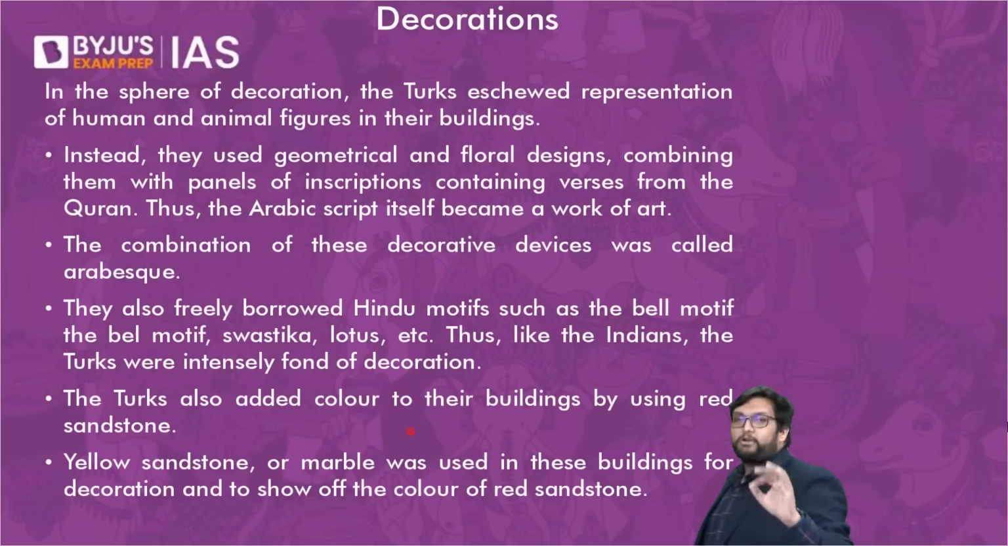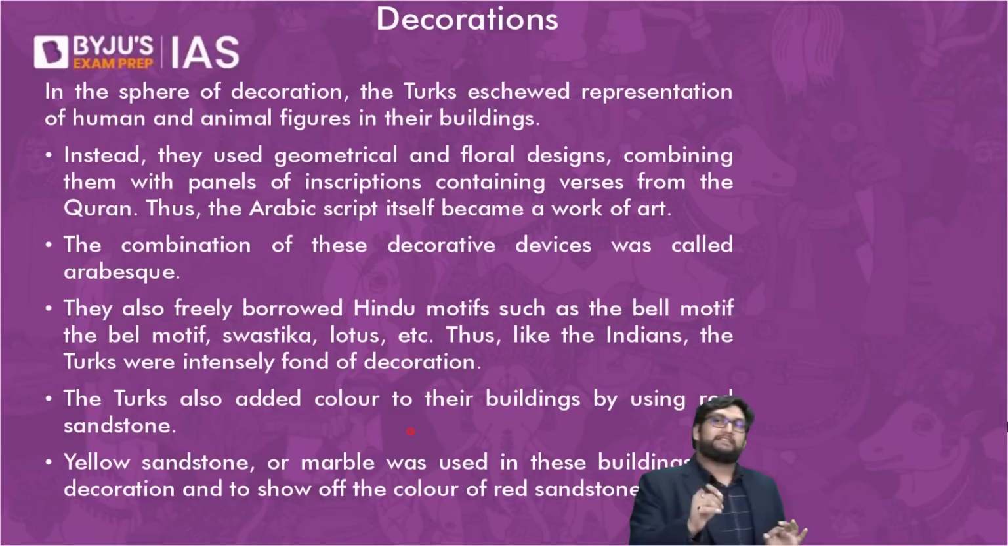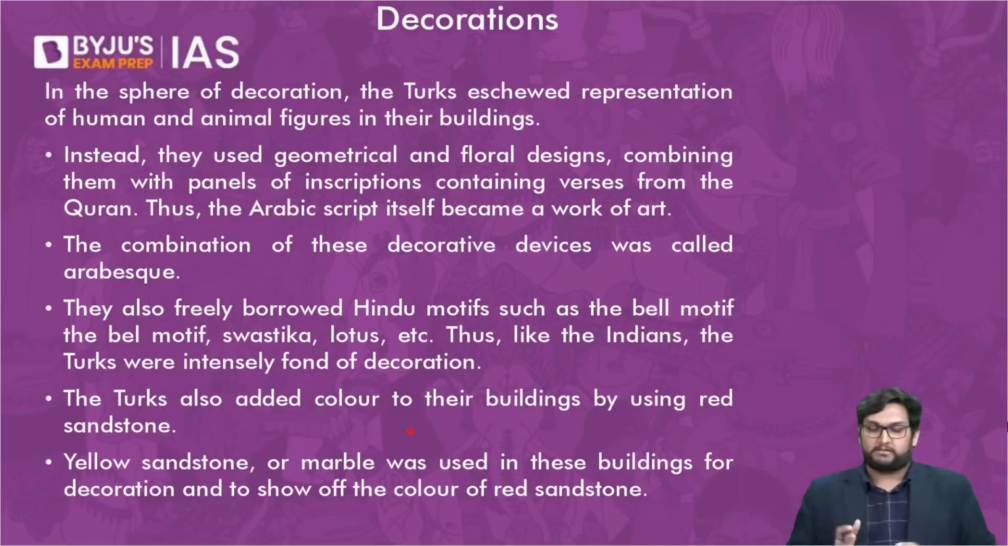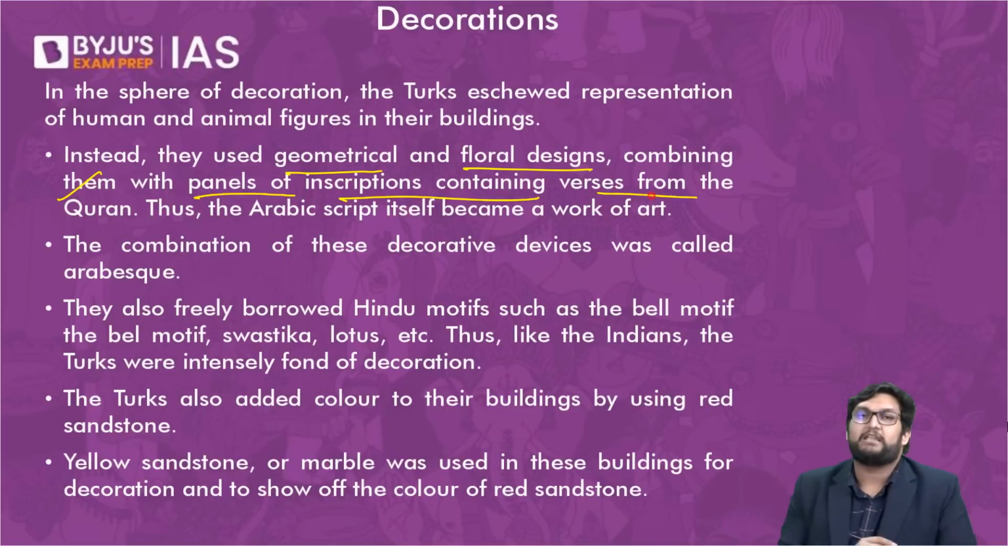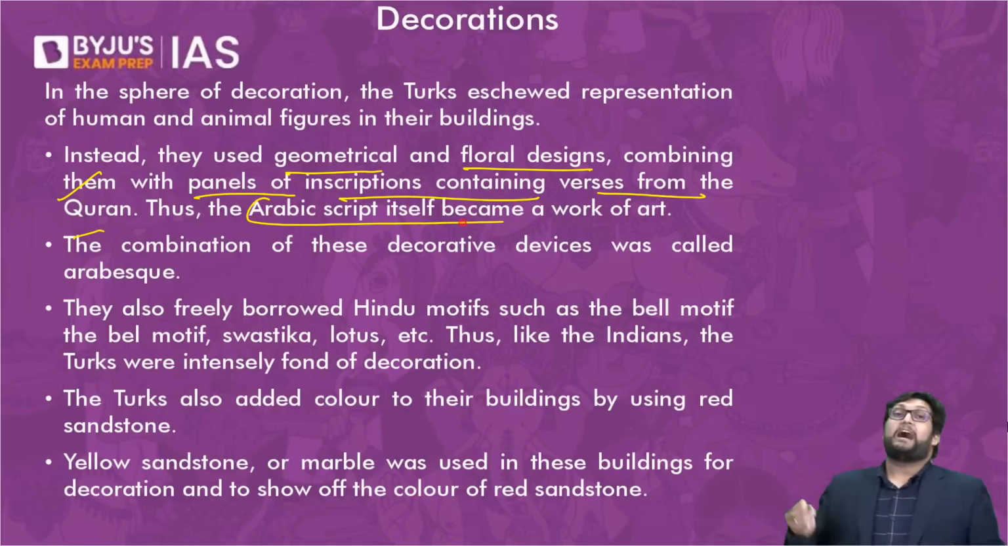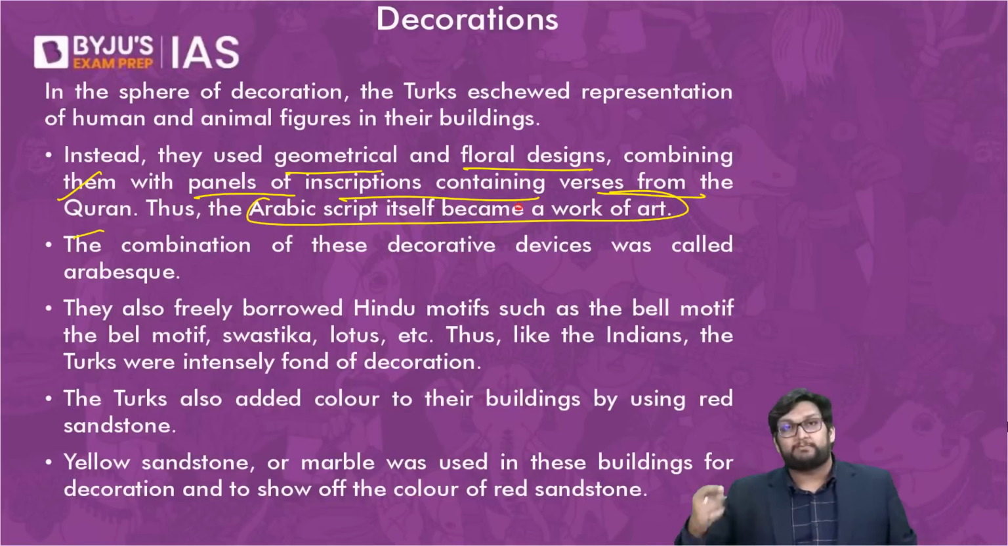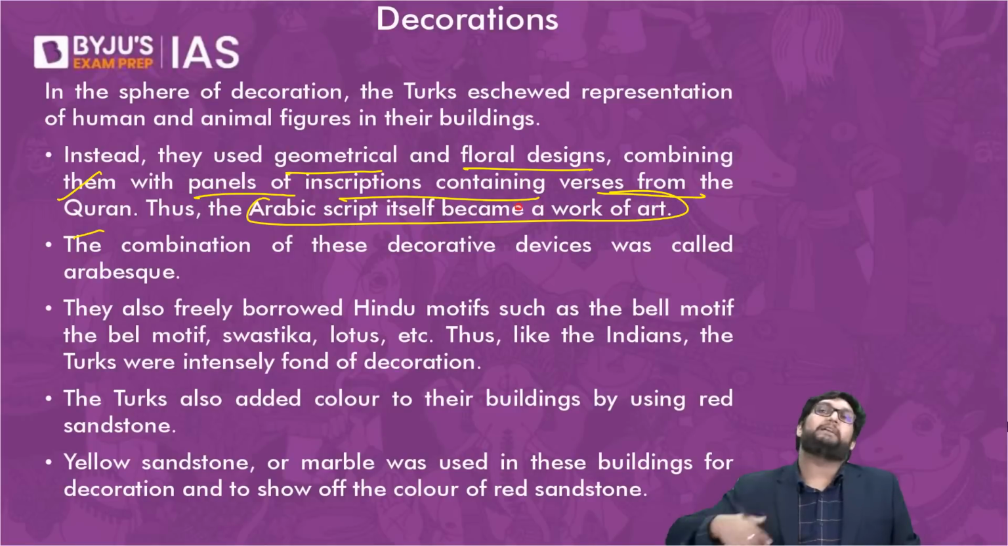Now, when we talk about decoration, if it says arabesque in the examination, just remember it is Delhi Sultanate. In the sphere of decoration, the Turkish sultans cannot represent human and animal figures in the buildings. Eschewed means not allowed. Instead, they use geometrical and floral designs, combining them with panels of inscriptions of the Quranic verses. Thus, the Arabic script itself became a work of art. Then you will say, how are they representing the Quran? Because it's a script. It is a text. They are not representing what God has made. It is a man-made script.